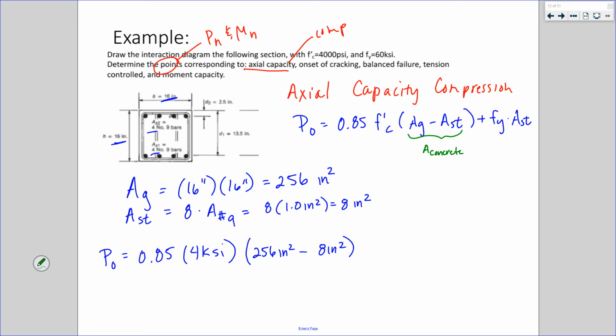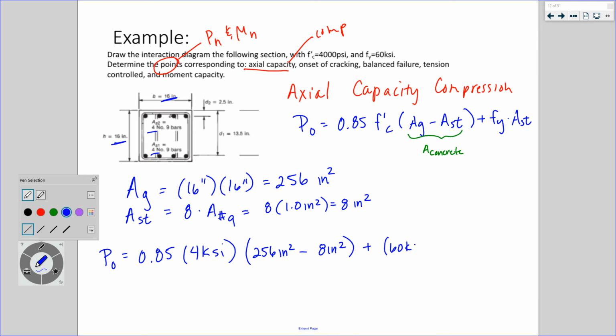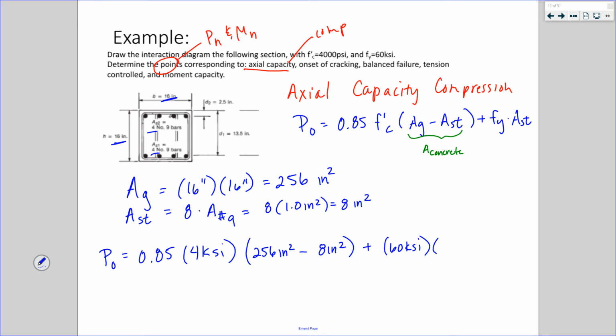0.85 F prime C times my area of concrete, that's my gross cross-sectional area minus my steel. That's the capacity that I get from concrete. My steel is 60 KSI steel, and 8 inches squared of that. You should get 1323.2 kips.